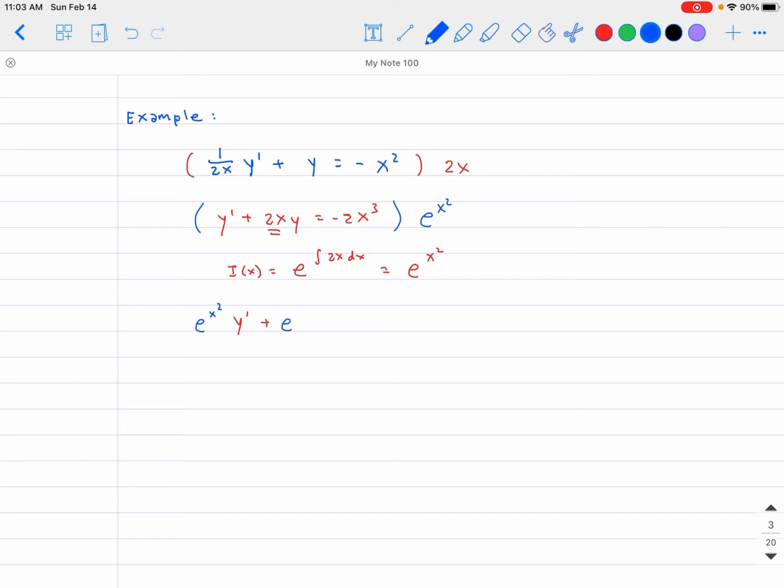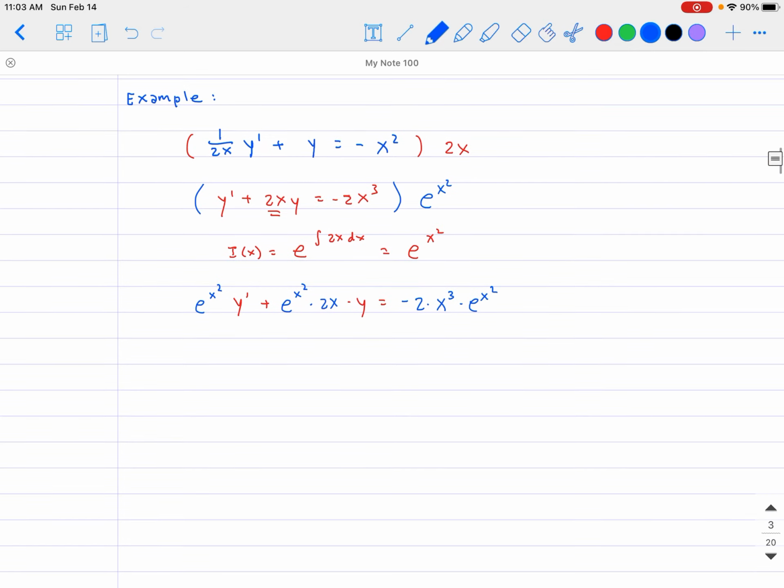And then multiply by e to the x squared times 2x, and then we also have multiplied by y is equal to negative 2 times x cubed multiplied by e to the x squared. Okay, so that's what we get then when we multiply it out.